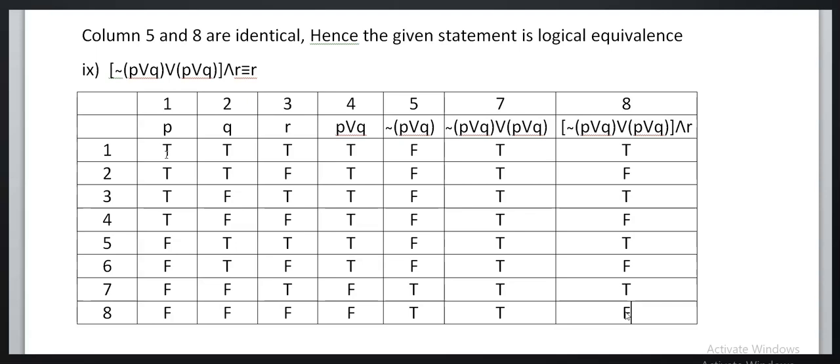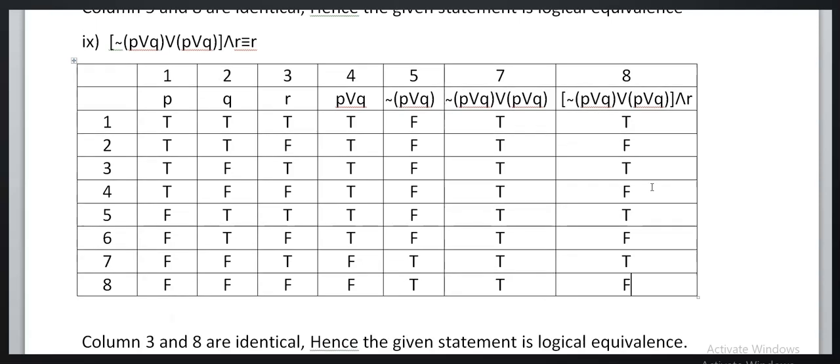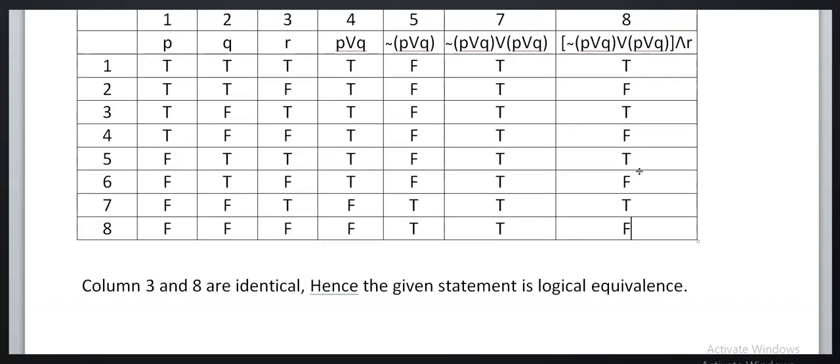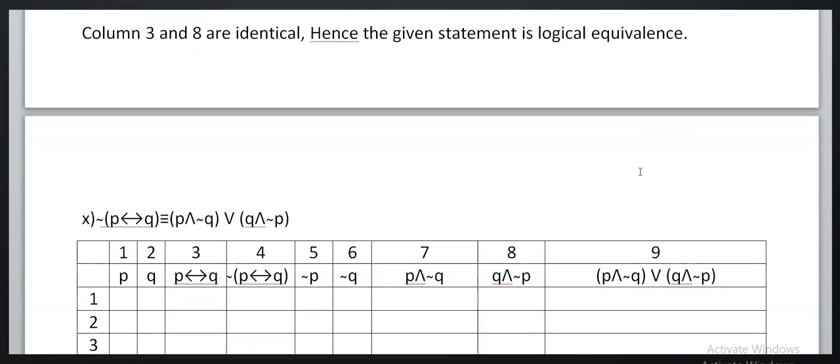Now see this, column number 8 and column number 3 are identical. Yes, T, F, T, F, T, F, T and F. Therefore, the given logical statement is an equivalence. That is, columns 3 and 8 are identical. The statement is a logical equivalence.